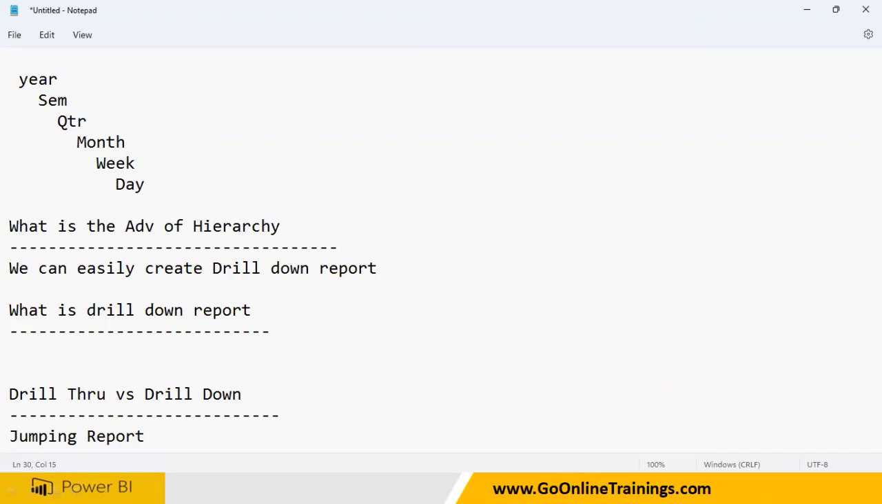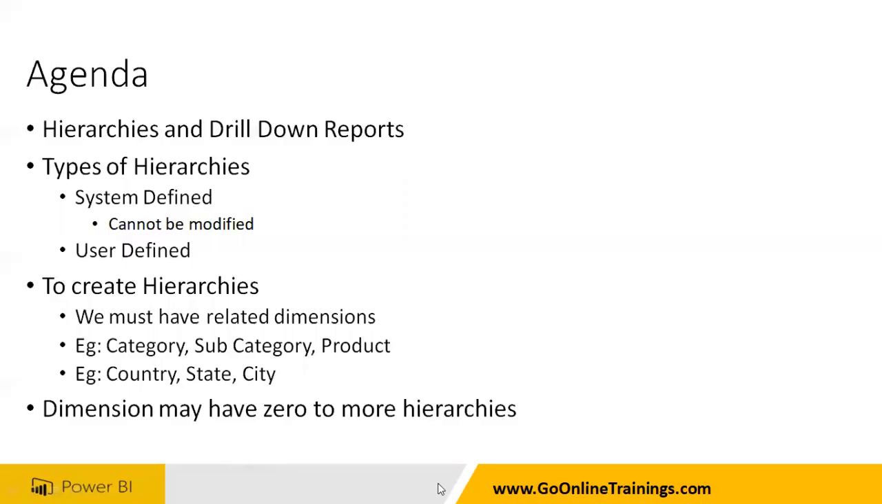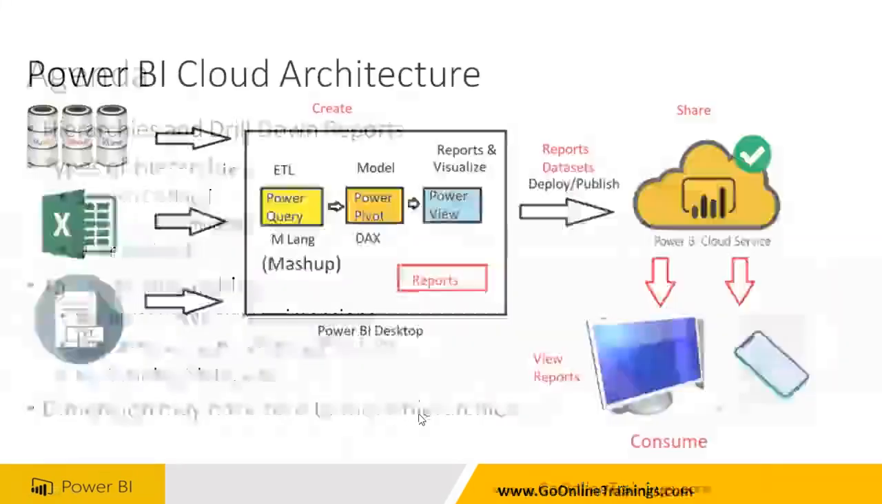So from this topic, these are very, very important concepts: how do I create a hierarchy, what are the system defined hierarchies, and everything. A dimension may have zero hierarchies also. Sometimes no hierarchy is needed, and sometimes you need to have the hierarchy.